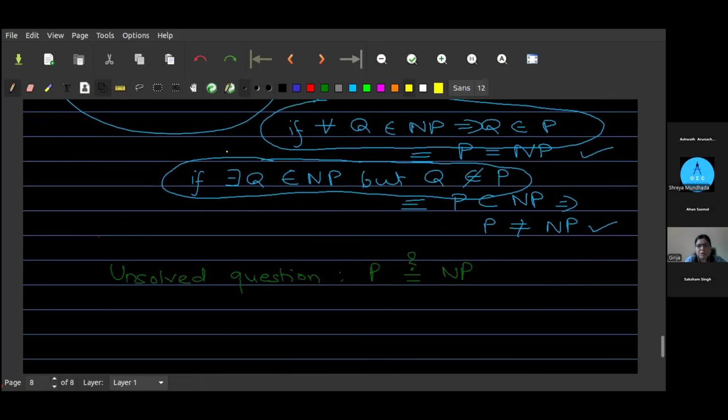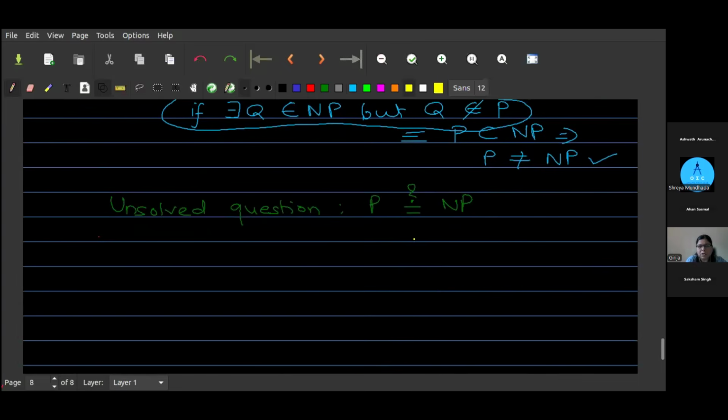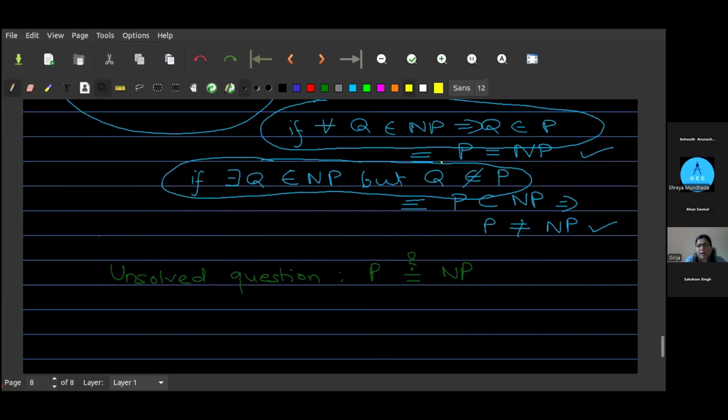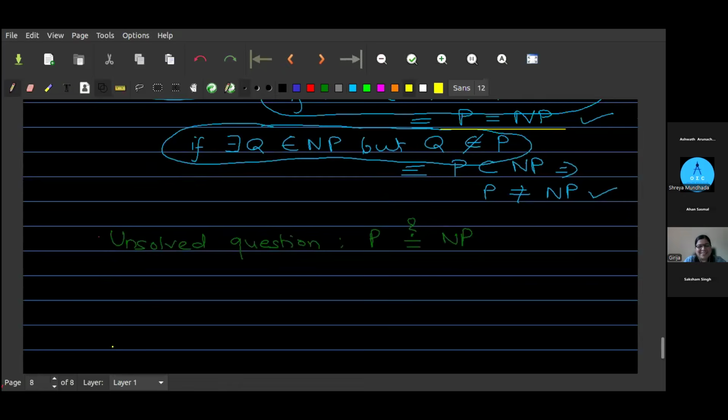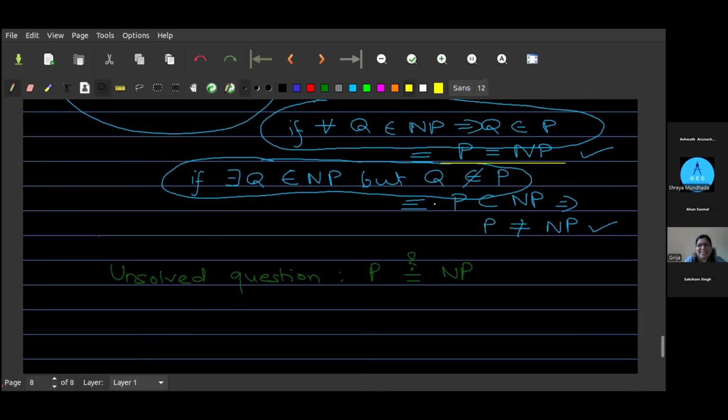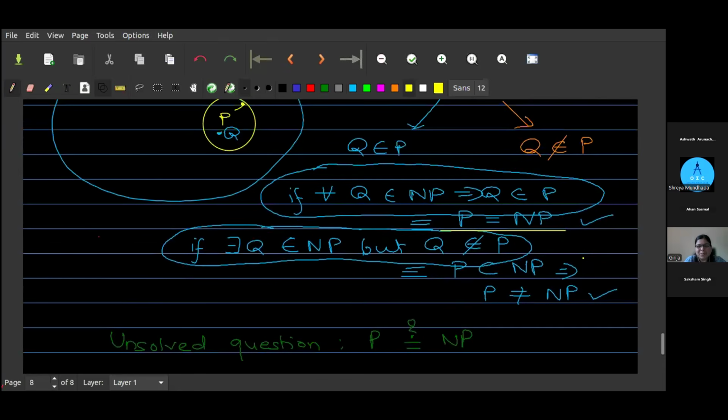So maybe I should talk about the significance of this question. Maybe that will answer your question. If they happen to be equal, then there will be a major blow to modern cryptography. SHA-256 depends completely on it. I was about to say that as a first thing. Yes, some of you probably know that.